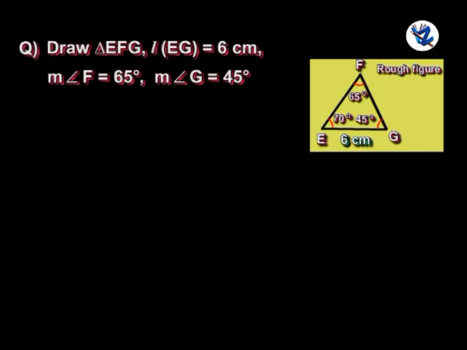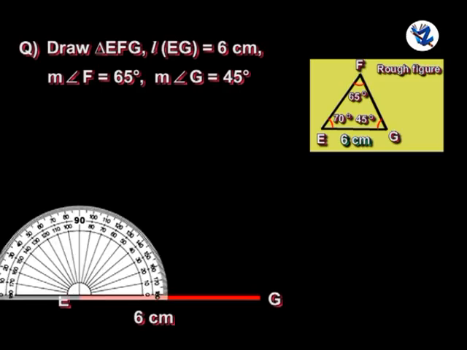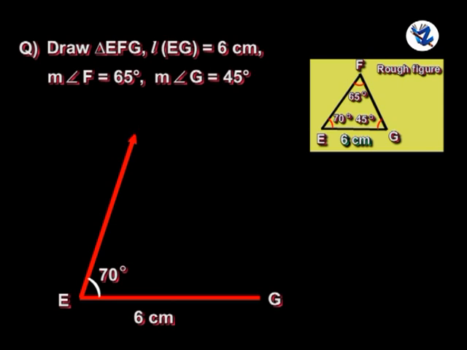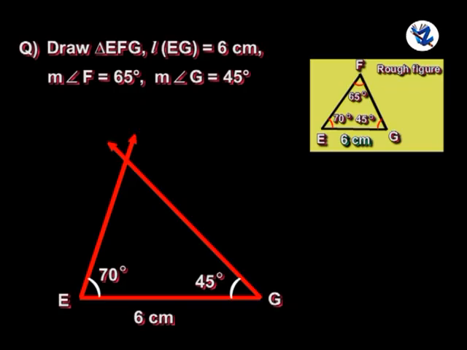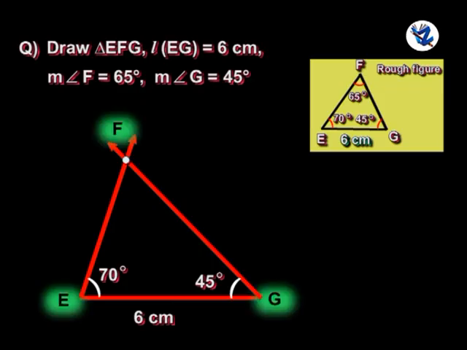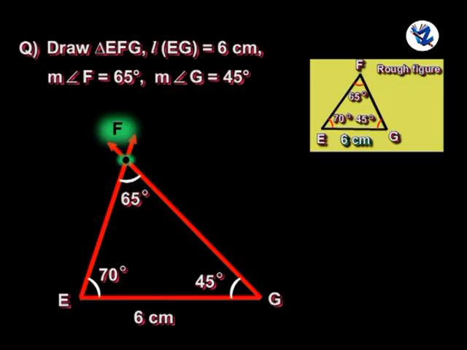Now the construction steps. Draw the base segment EG of 6 centimeters. Draw a ray making an angle of 70 degrees at E. Draw a ray making an angle of 45 degrees at G. The point of intersection of both the rays is F. This is the required triangle EFG. Now find out what is the measurement of angle F. It is 65 degrees. That means our construction is accurate.